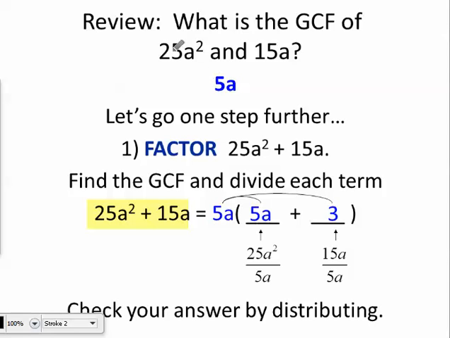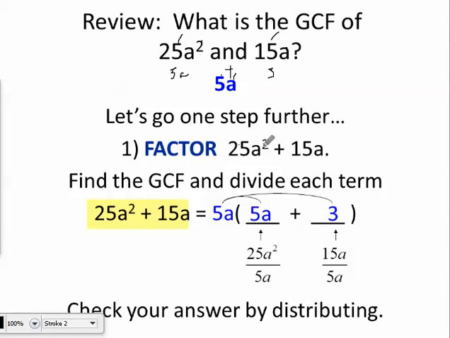If I'm looking at 25a squared and 15a, I can see that there's a 5 in this one and a 5 in that one. The 5 is going to come out. And I can see that this has got an a squared, that's got an a, so they both have an a in them, so the a is going to come out. And when I factor it out, I'm going to be left with 5a here, and I'm going to be left with a 3 there. What if these were combined together with a plus sign?